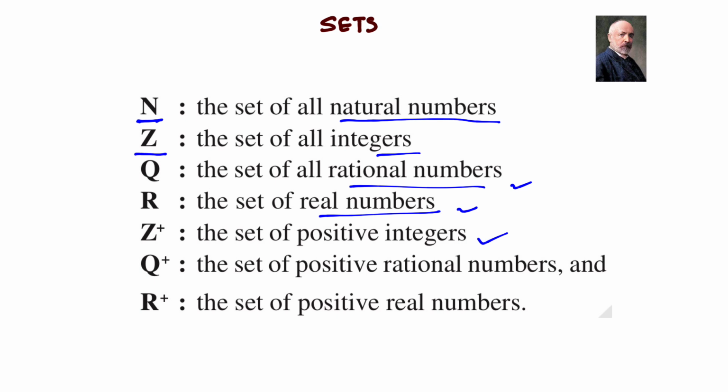We also call it Q sub plus. That is the set of all positive rational numbers, and R sub plus is the set of all positive real numbers. We are going to use these terms throughout the book, not just for the set theory chapter 1, but for other chapters also.